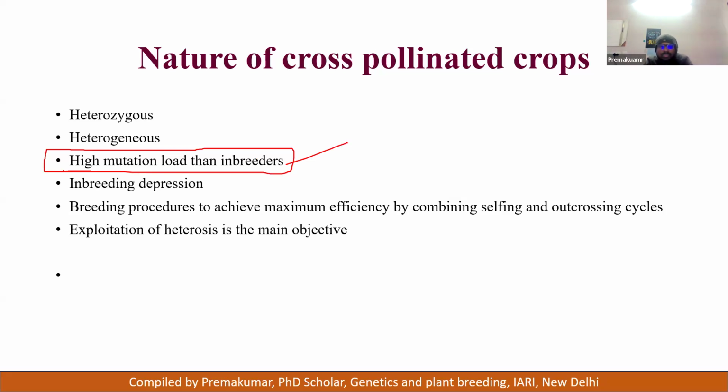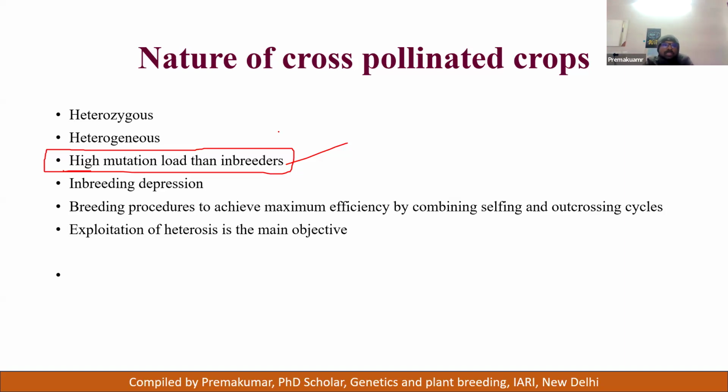In self-pollinated crops, the mutations which are unfit for the survival of the particular crop are not selected in evolution. They are lost during evolution. The mutations which are detrimental, which are not good for the performance of the particular line of crops, get eliminated during the course of evolution. But in cross-pollinated crops, they are maintained in heterozygotes. The recessive mutations which have a lethal effect are maintained in the heterozygotes, so they have a high mutation load compared to inbreeders.